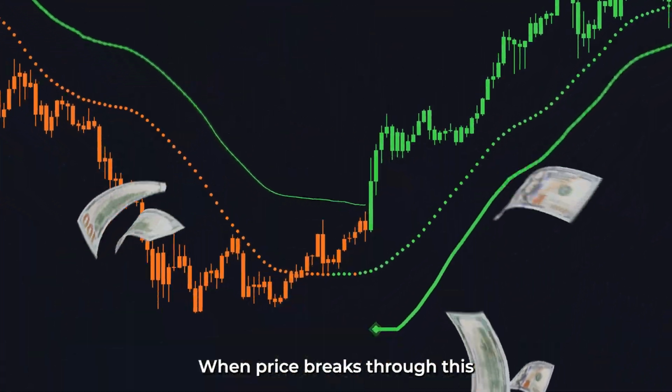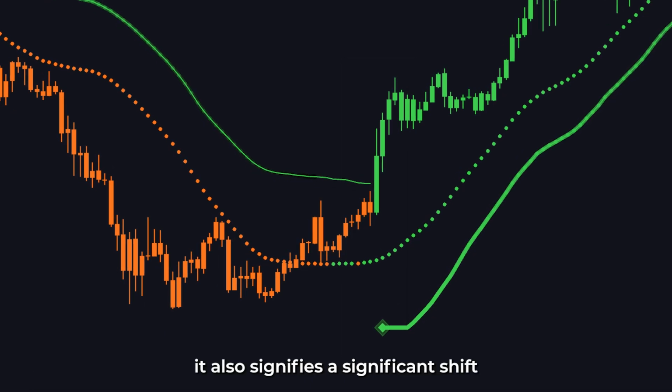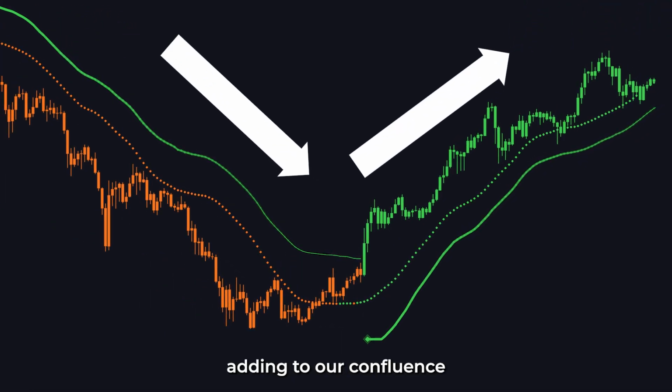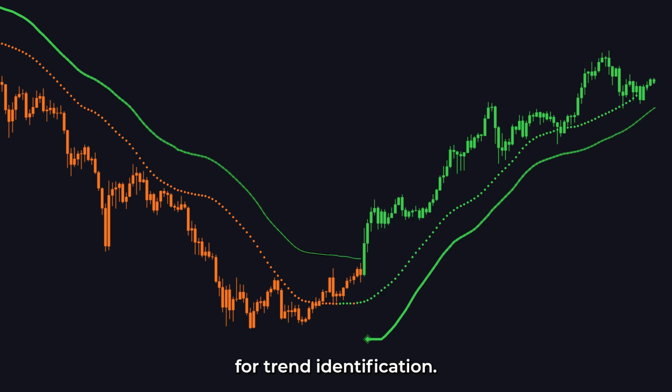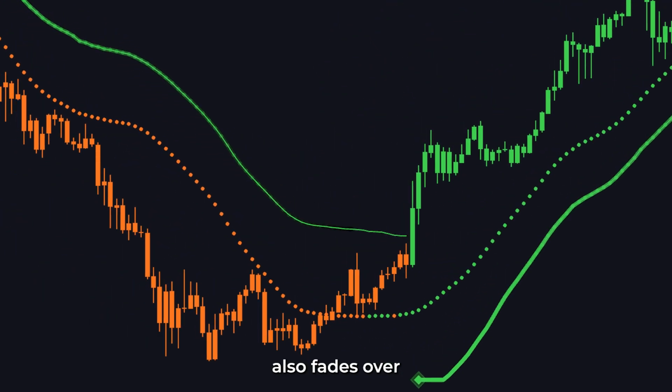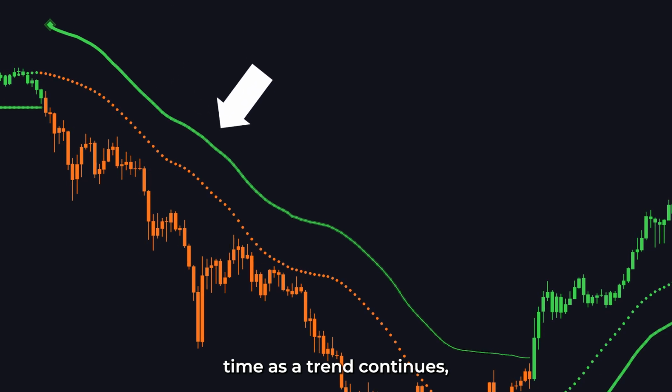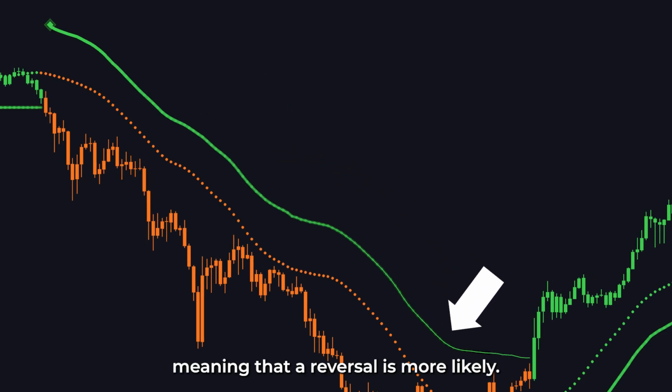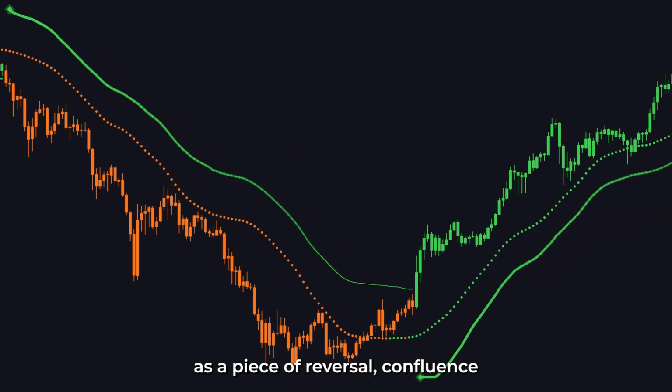When price breaks through this trend band, it also signifies a significant shift in trend direction, adding to our confluence for trend identification. Diamonds are produced, acting as signals for this exact event. Our band line also fades over time as a trend continues, meaning that a reversal is more likely, further serving as a piece of reversal confluence.